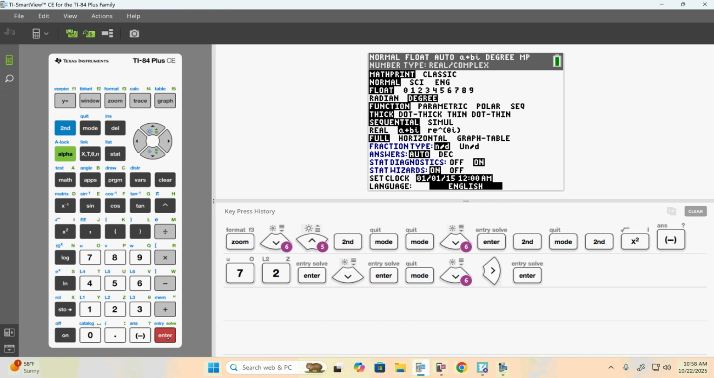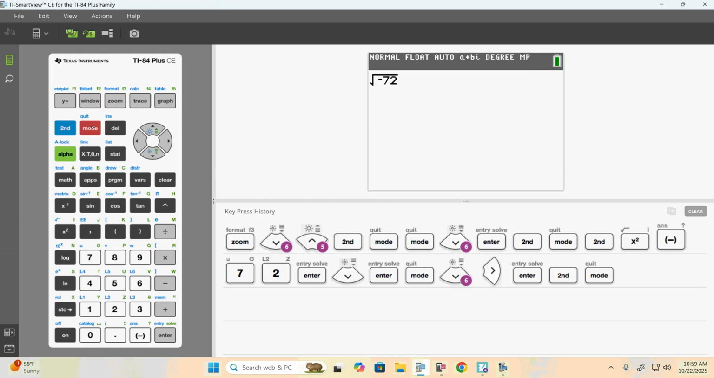Now you'll know it's been turned on if it goes from black text to white text in a black box. Anything that's white text in a black box is turned on, it is active, it is working. So that tells us we do have it in A plus BI mode. Once we have it in that mode, we can go second quit, we can come back to it. It will take the square roots of negative numbers.